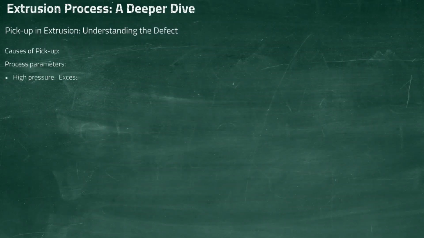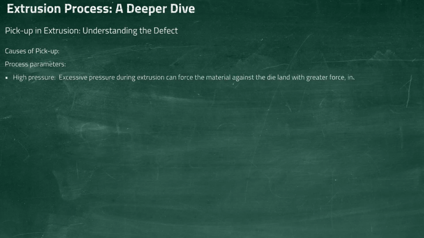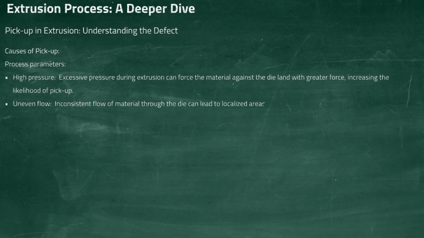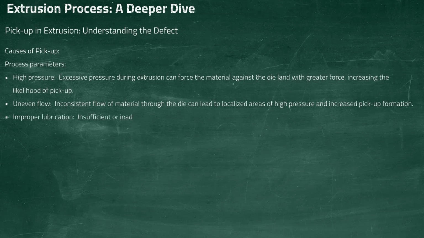Process parameters. High pressure. Excessive pressure during extrusion can force the material against the die land with greater force, increasing the likelihood of pickup. Uneven flow. Inconsistent flow of material through the die can lead to localized areas of high pressure and increased pickup formation. Improper lubrication. Insufficient or inadequate lubrication can cause friction between the material and the die, leading to pickup.